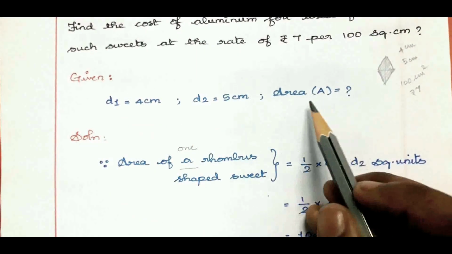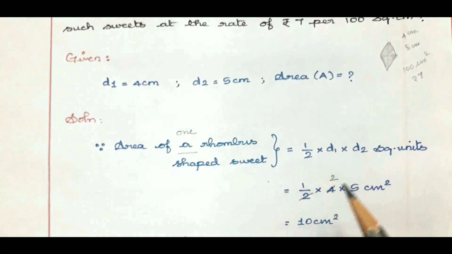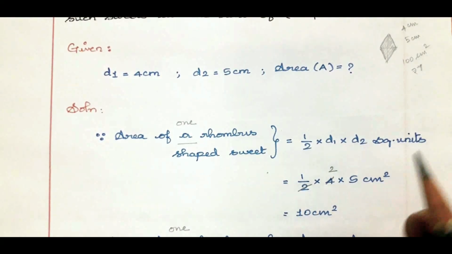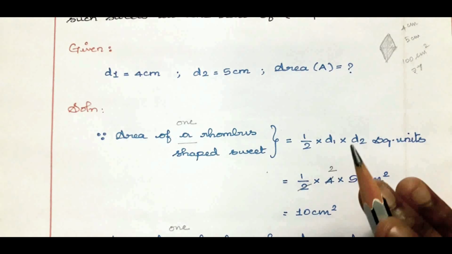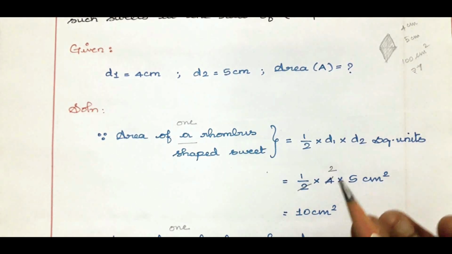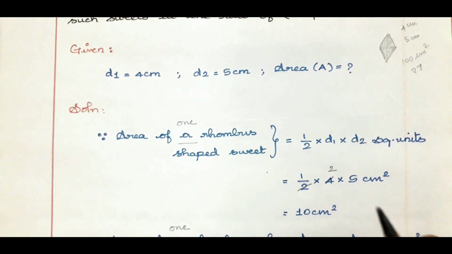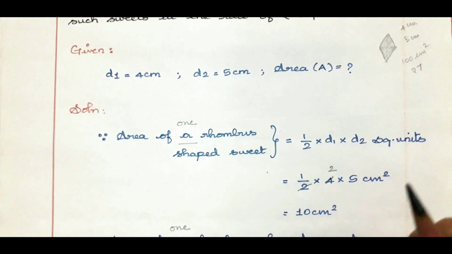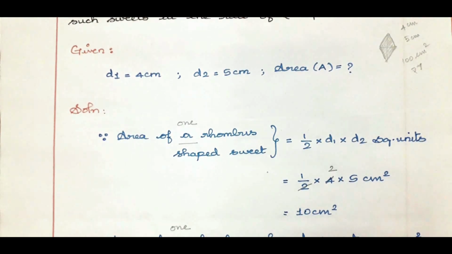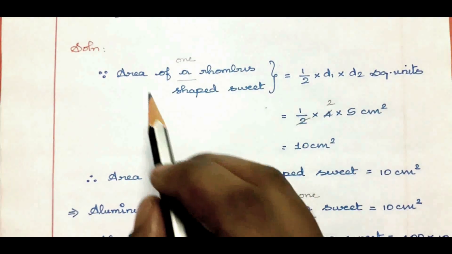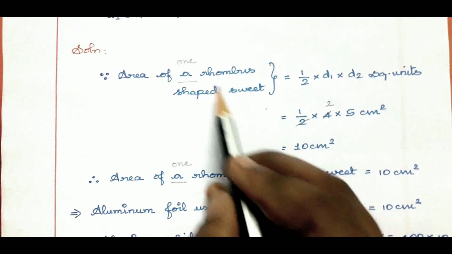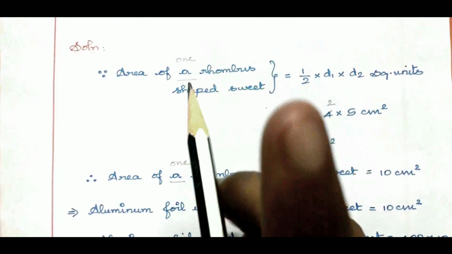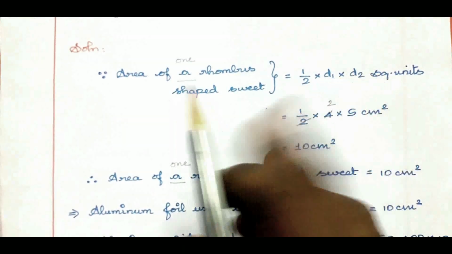Here, the given part: we know one diagonal is 4 centimeter, the other diagonal is 5 centimeter. We need to find the area first. If you find the area of one sweet, then you can find the area for 400 sweets. Then you can use the rate of rupees 7 per 100 square centimeter to find the cost of the aluminum foil for all the 400 sweets. Clear? Okay, now the area of a rhombus shaped sweet represents one sweet.